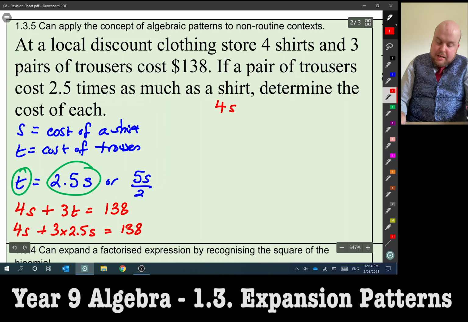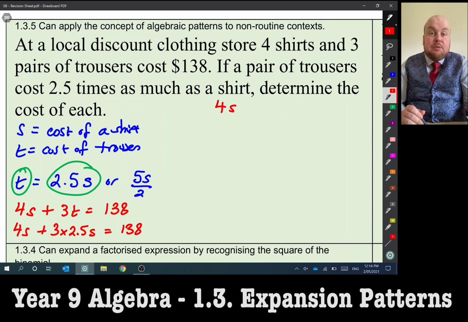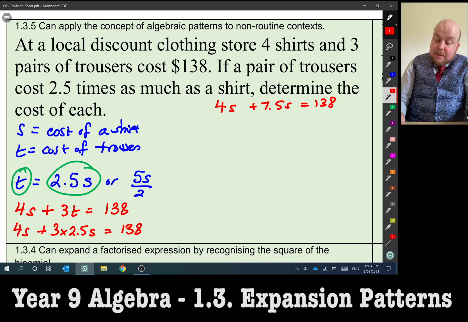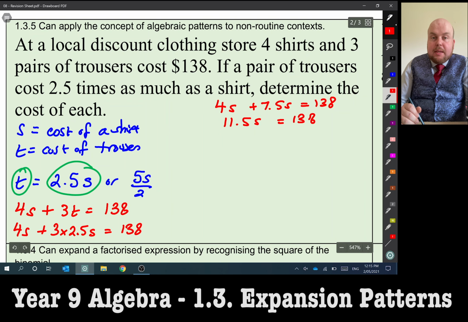So that means 4 S's, plus 3 times 2.5. 2 times 2.5 is 5, plus another 2.5 is 7.5. So that's going to be 4 plus 7.5, which makes 11.5 S's equals 138. And so what we now need to do is a division. So I know that 11.5 S's equals 138.